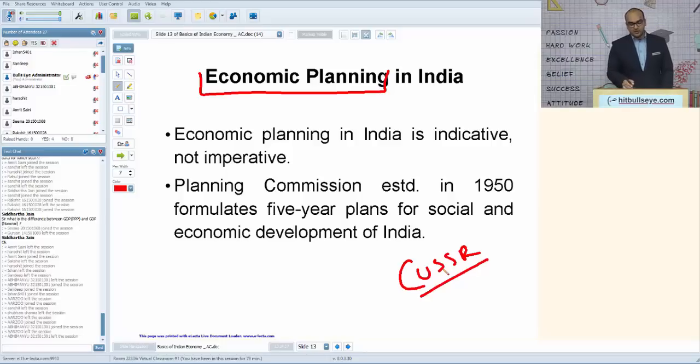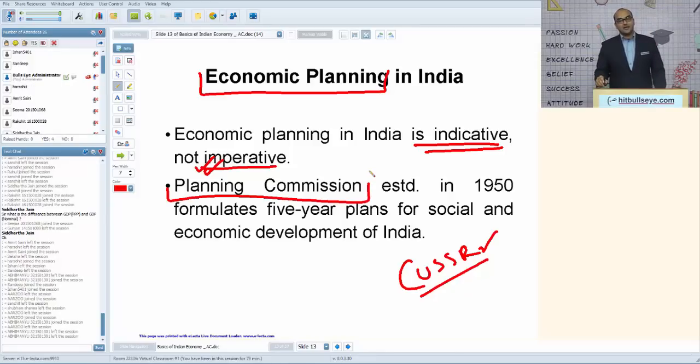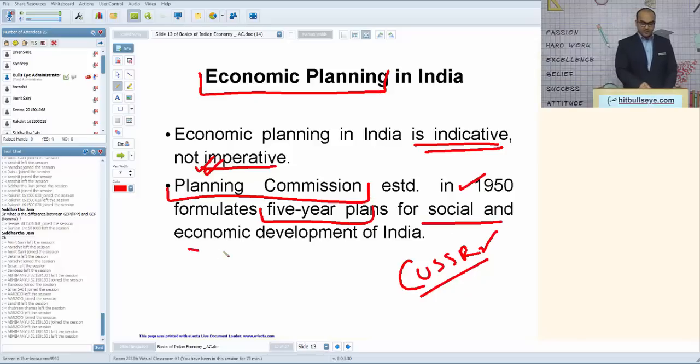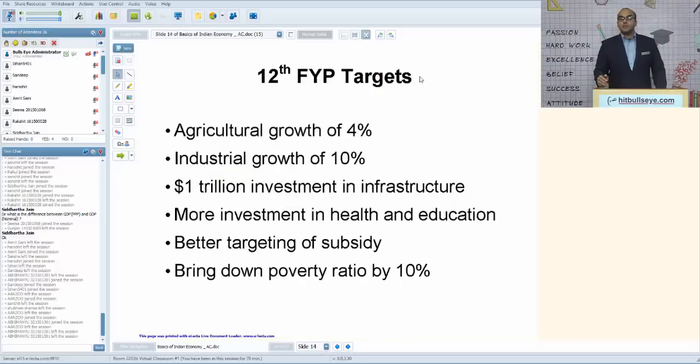However, one key difference was that planning in India was indicative and not imperative. Whatever targets were given were mainly guidelines and not really target-based growth. It was imperative in the case of USSR. The Planning Commission was an organization critical in economic planning in India. It was established in 1950, and its key job was to formulate 5-year plans for social and economic development in the country. Currently we are in the 12th 5-year plan period.